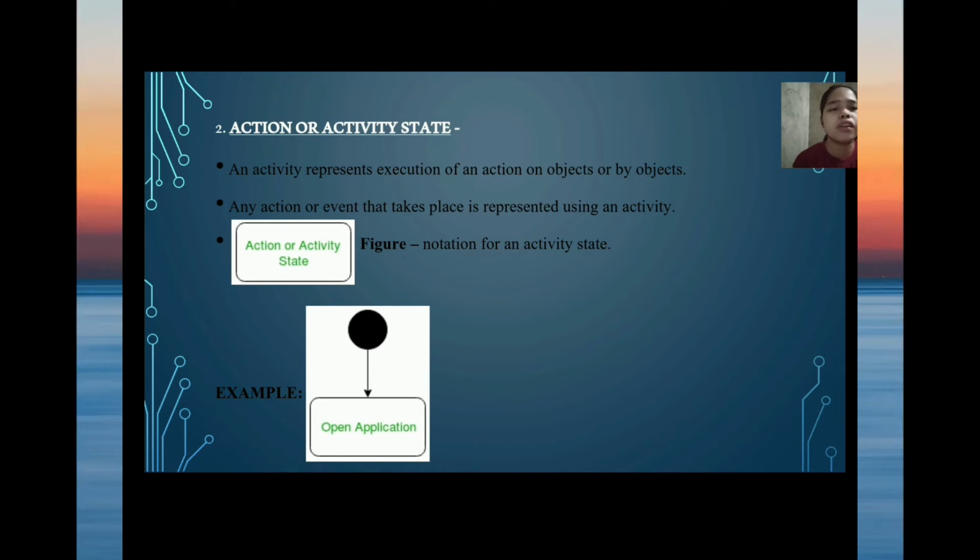For example, consider the previous example of the initial state of opening an application. Opening the application is an activity state in the activity diagram.